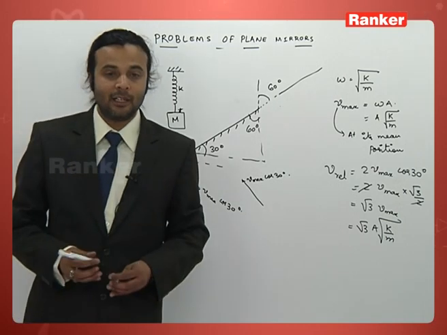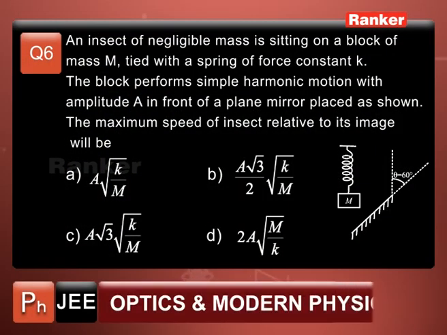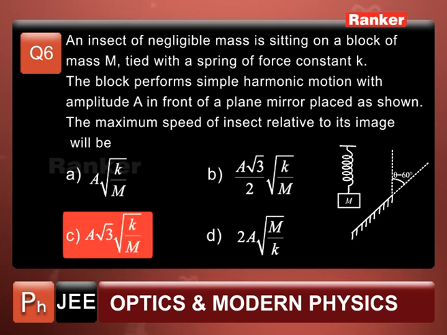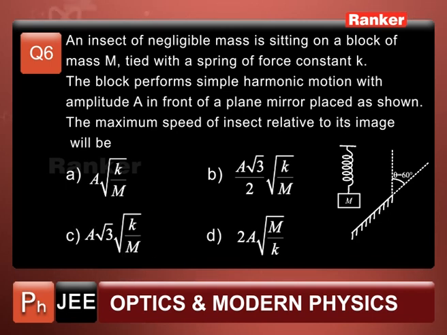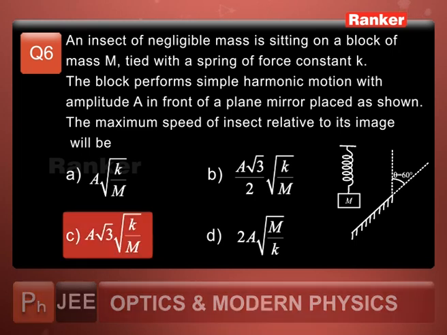Options are given as A root over K by M, A root 3 by 2 root over K by M, option C A root 3 root over K by M, option D is 2A root over M by K. So the answer will be option C, A root 3 root over K by M.